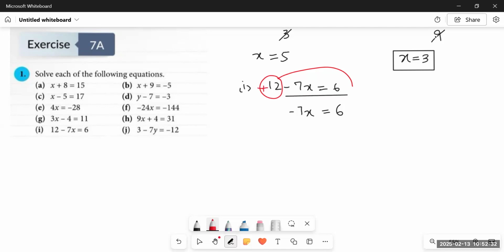So from plus 12, it would be minus 12 on the other side. Simple, right? Then what do I do? Minus 7x is equals to 6 minus 12. 12 minus 6 is equals to 6. Sign of the greater number is negative, so it would be minus 6.